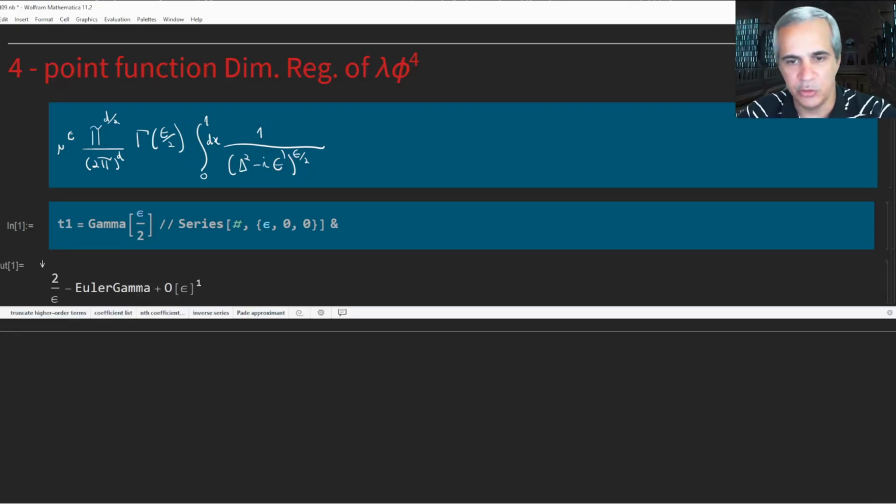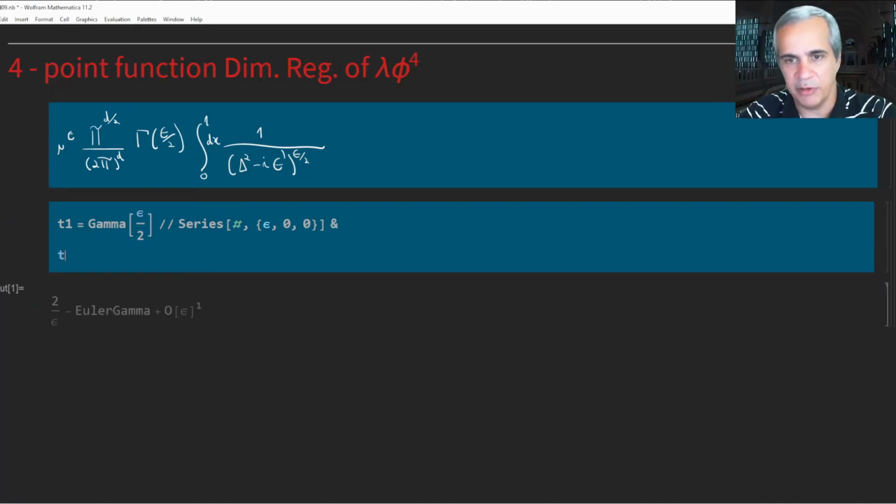So it's just 2 over epsilon minus the Euler-Mascheroni constant, right? This is 0.577 something, just a number, right? In terms of order epsilon to the 1. So this is this small part here. Let's do the same for the other parts.